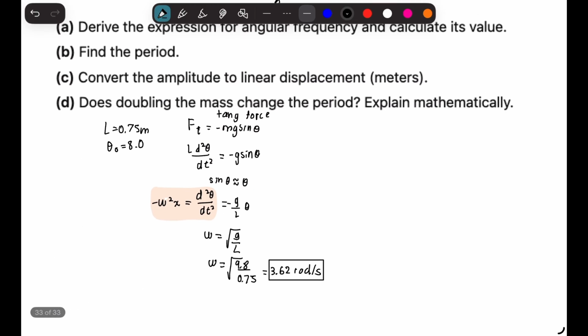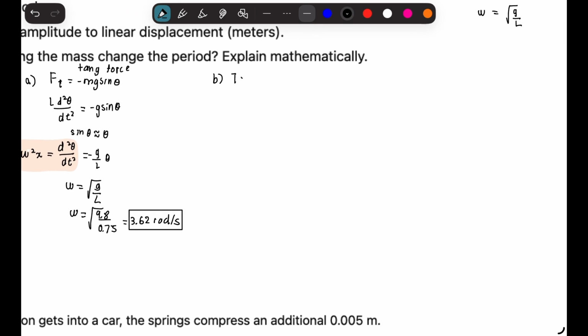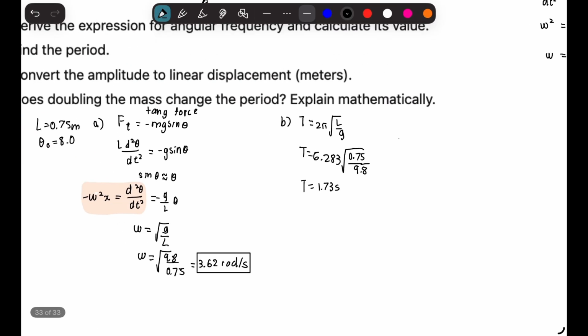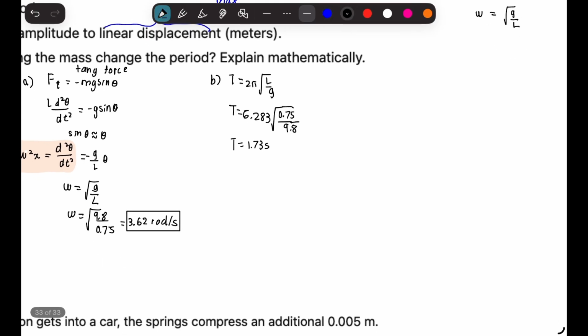Well, actually, first, I realized I did not finish this question. So that was the answer for A. For B, it's going to equal 1.73 seconds. Now, you want your linear displacement. Linear displacement is going to be our linear amplitude, because that is the max displacement. So those will be when your graph is at its peaks.